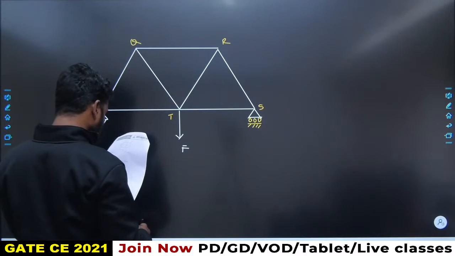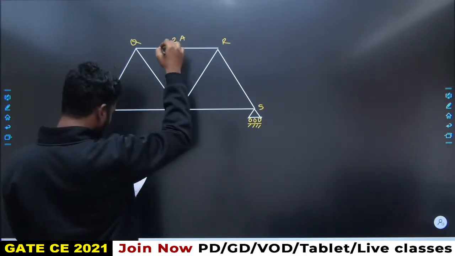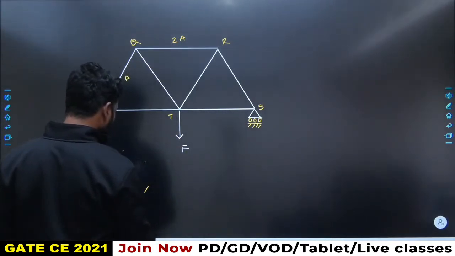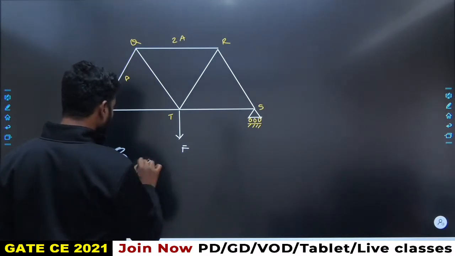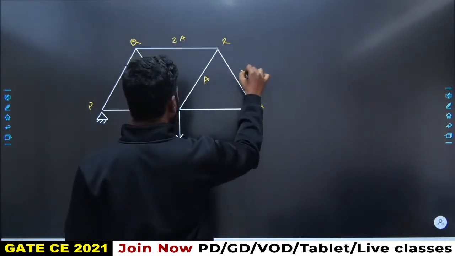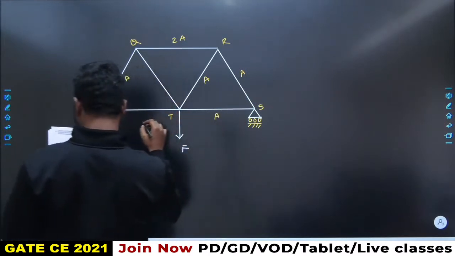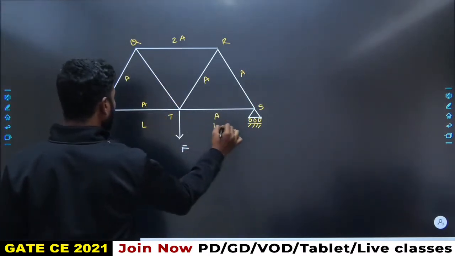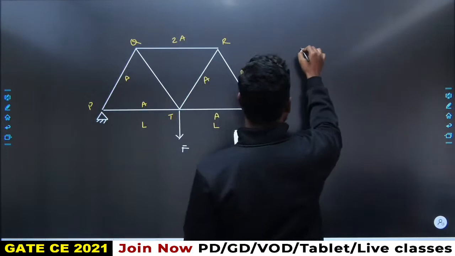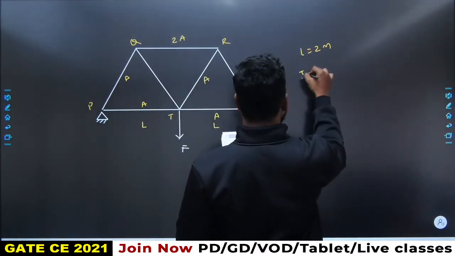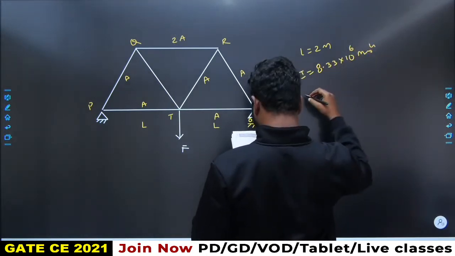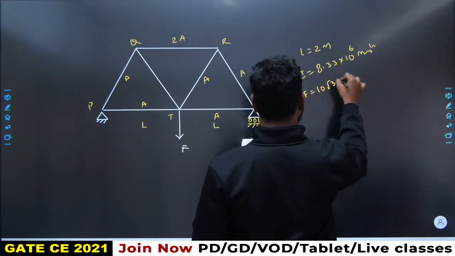If this is P, Q, R, S, T, and this one is 2A, this is 2A, A, and this is also A, this is also A, this is also A, this one is also A, and this one is also A. Here it is L, this is L. He is asking what is the force in the member. If L is equal to 2 meters, and I is given as 8.33 into 10 to the power of 6 mm to the power of 4, and F is equal to 10 root 3 kilonewtons.